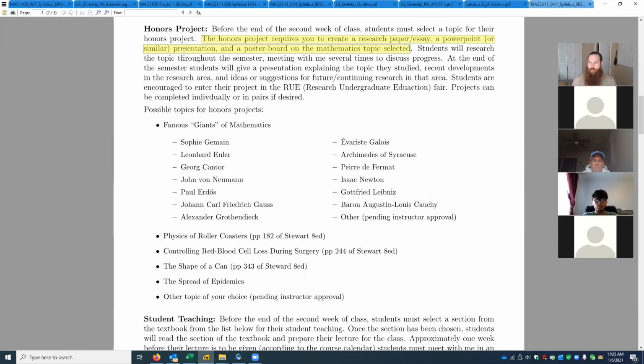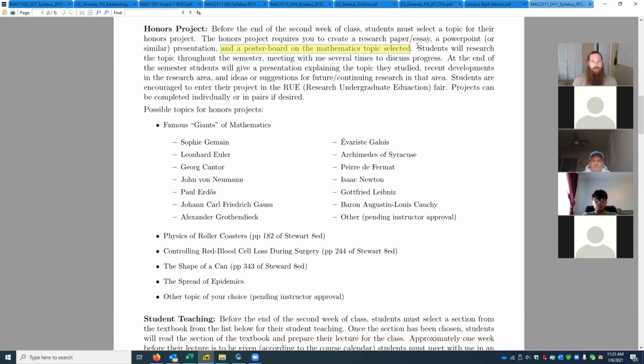The presentation should tell me all that you learned about that topic while you did your research. And then the poster board should be a nice, concise collection of the most important bits of your research, hopefully with some pictures or some diagrams or some graphs, some things to help you explain whatever the topic is that you chose.